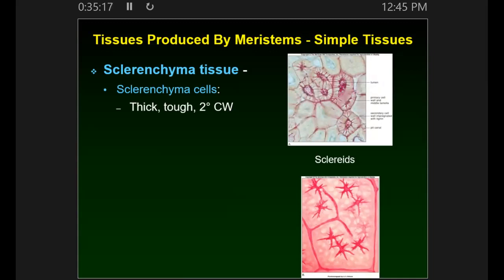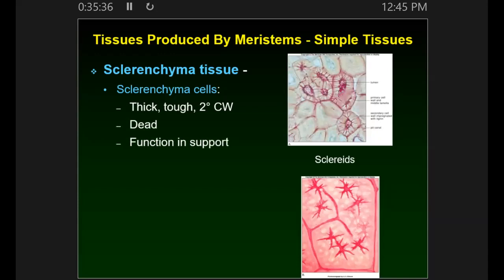So sclerenchyma cells are dead. Collenchyma that we just learned about, they're alive. All right, sclerenchyma are dead. But they're important. They're important in supporting various parts of the plant body, giving some extra structural support.